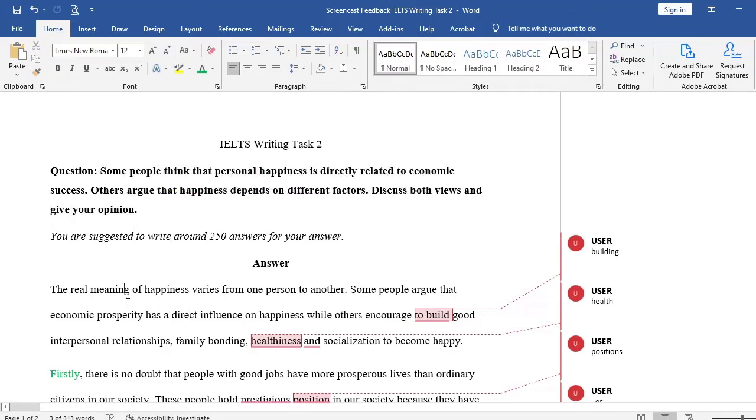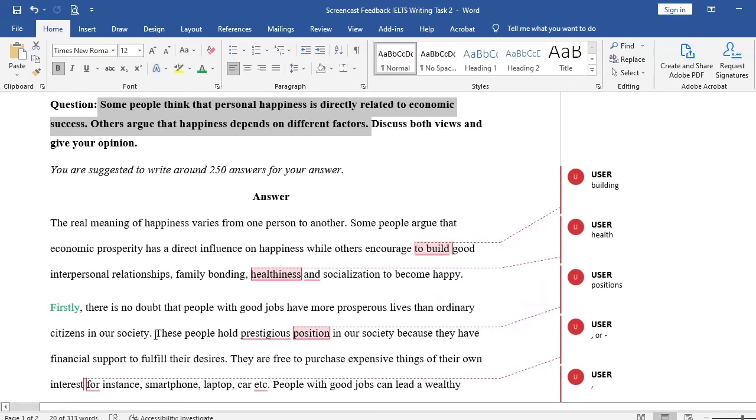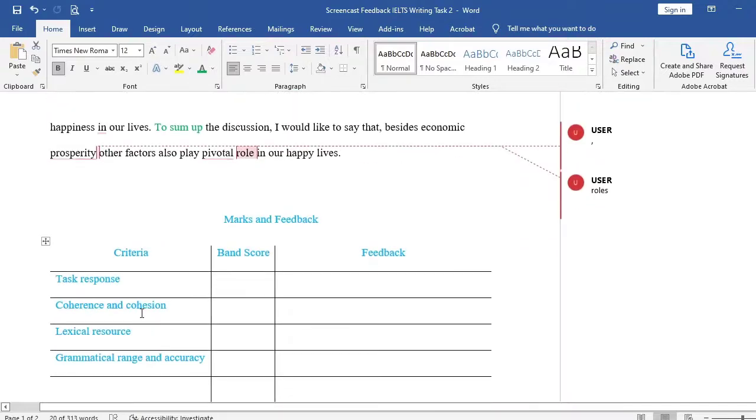Like, she thinks that happiness varies from one person to person. It is not necessarily money to everyone, right? So this is our point. But she hasn't talked about there being the two views at first, right? She has to actually acknowledge that there are two views which are dash and dash. She had to write a sentence or two about that. So she didn't do that. So there is some penalty about task response here.